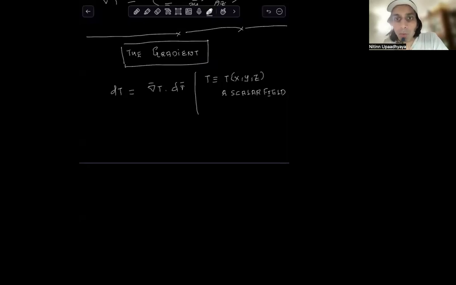Well, in the last module, we obtained the infinitesimal change in the value of a scalar field dt, where t, we took temperature as an example of a scalar field. A scalar field, by the way, is a field whose value at any given point in space or time does not depend upon the choice of the coordinate system, unlike a vector field whose values at different points might depend upon the underlying coordinate system.